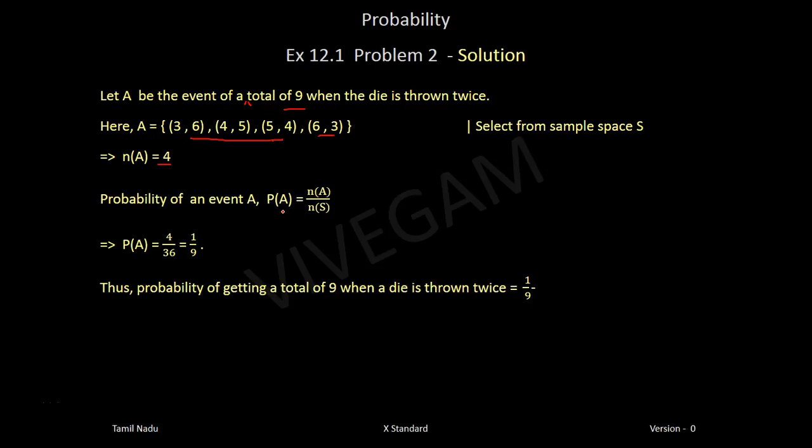So the probability of event A happening is n of A divided by n of S, that is 4. N of S we calculated as 36. So 4 divided by 36, that is 1 by 9. So the probability of getting a total of 9 when a die is thrown twice is equal to 1 by 9.